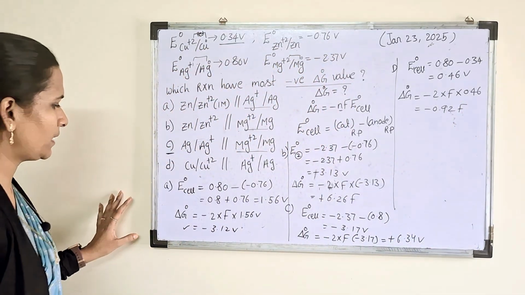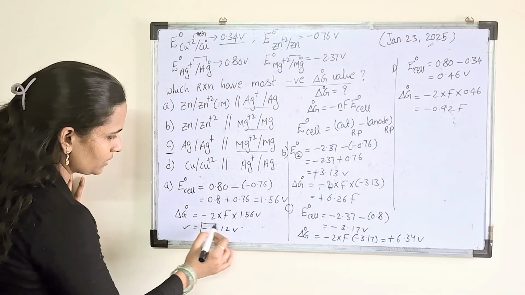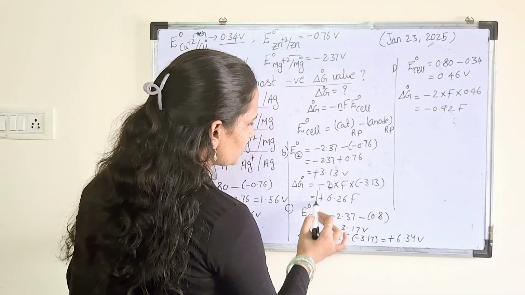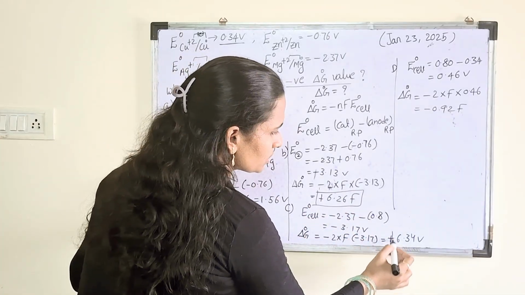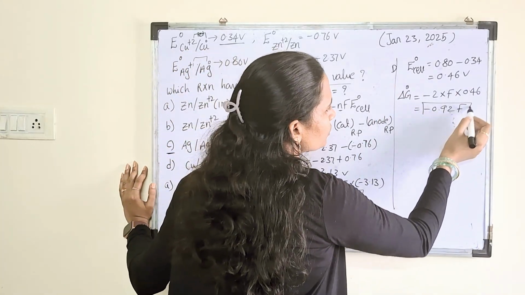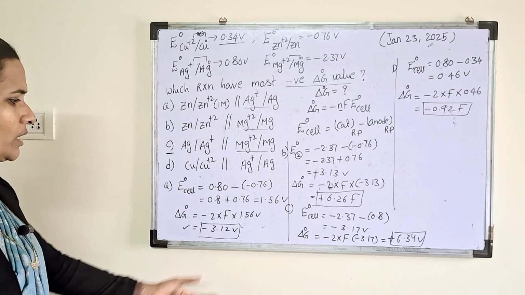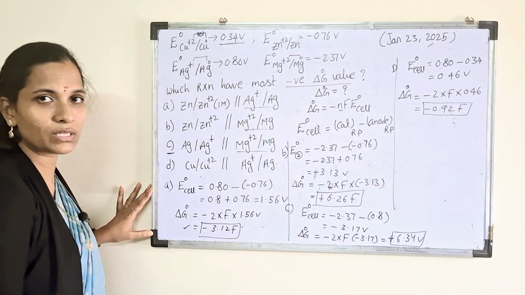So these are the delta G naught values. For the A equation, how much? This is minus 3.12, and for the B equation plus 6.26, and for the third equation 6.34, plus value only, and the fourth equation minus 0.92 Faraday. Now in this, Faraday is common in all the four cells.